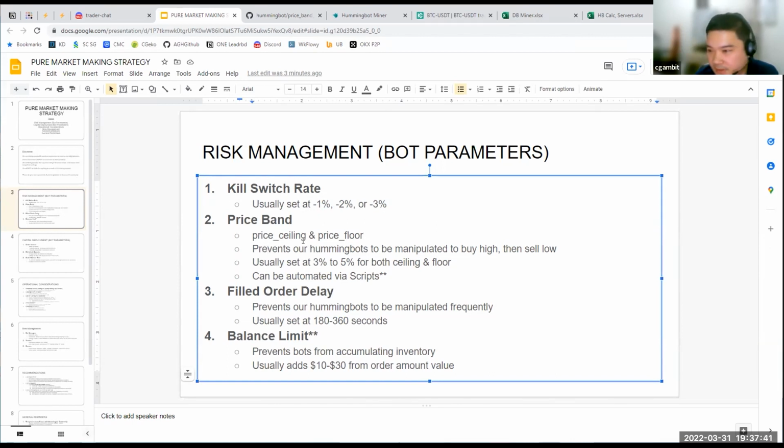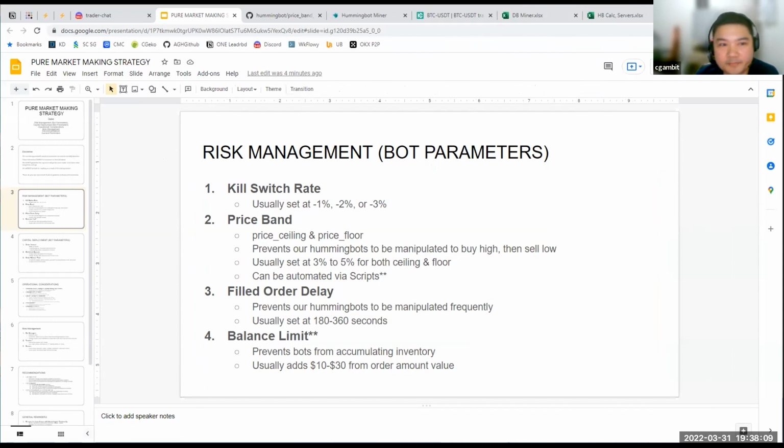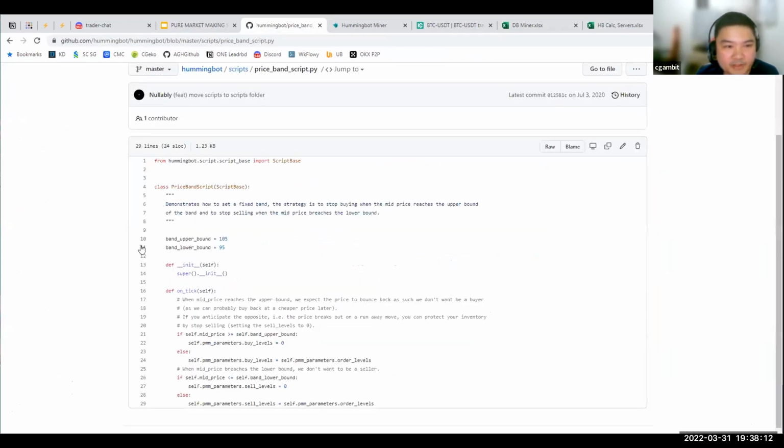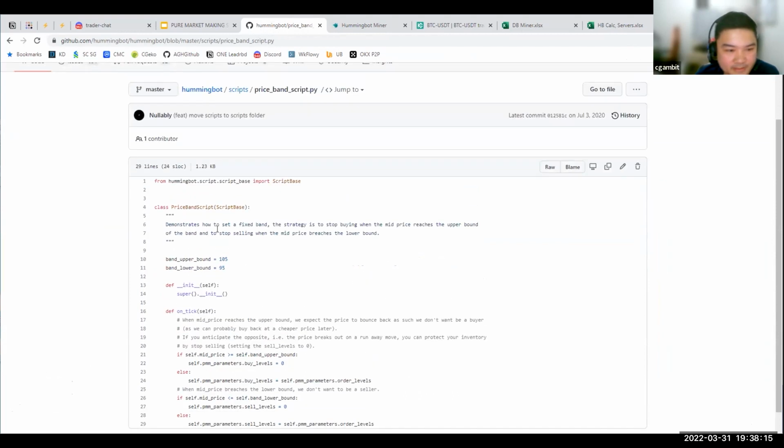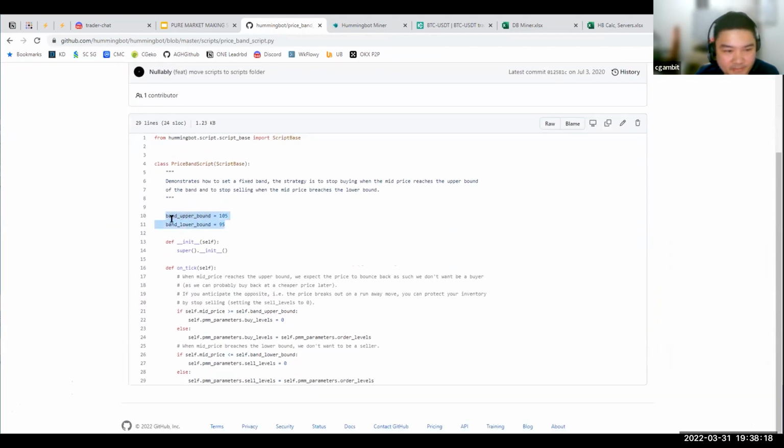These settings will prevent our Hummingbot from being manipulated to buy high and sell low. This is usually common on low liquidity pairs. For us, we usually set it at 3% to 5% for both ceiling and floor price. And this price band can be automated via scripts. We actually use the price band script example in the Hummingbot code. In this example, they have set a price for the upper band and lower band.